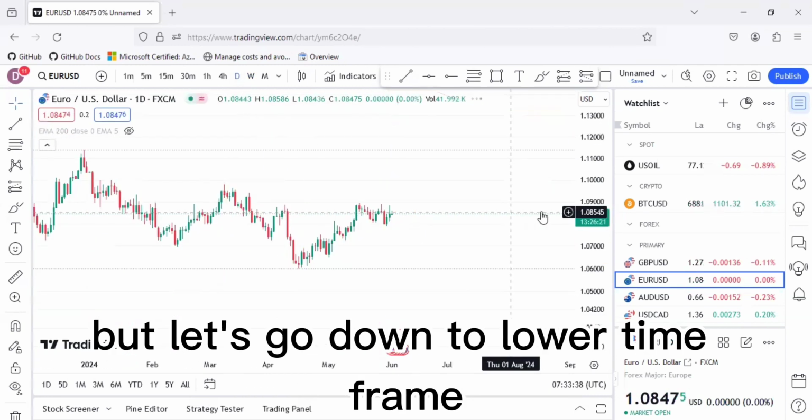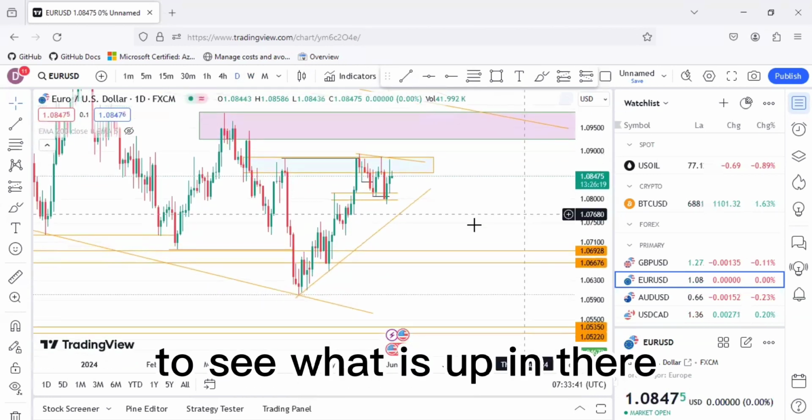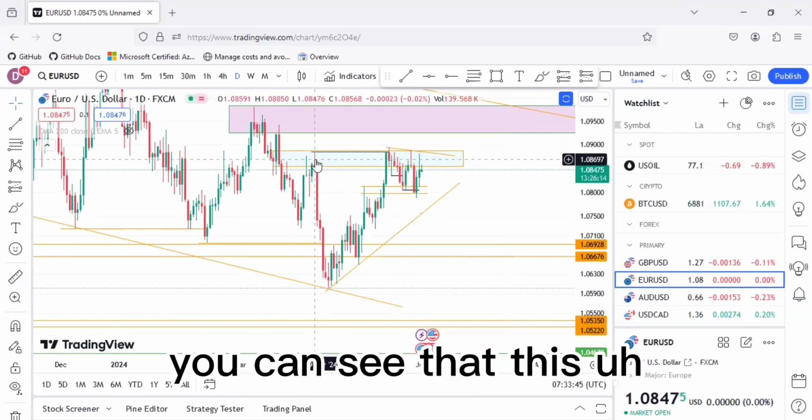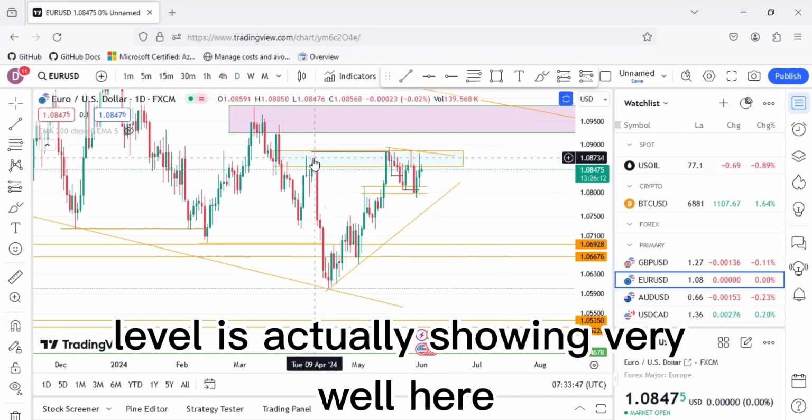But let's go down to a lower time frame to see what is happening there. So if you look at the daily time frame right now, you can see that this level is actually showing very well here.